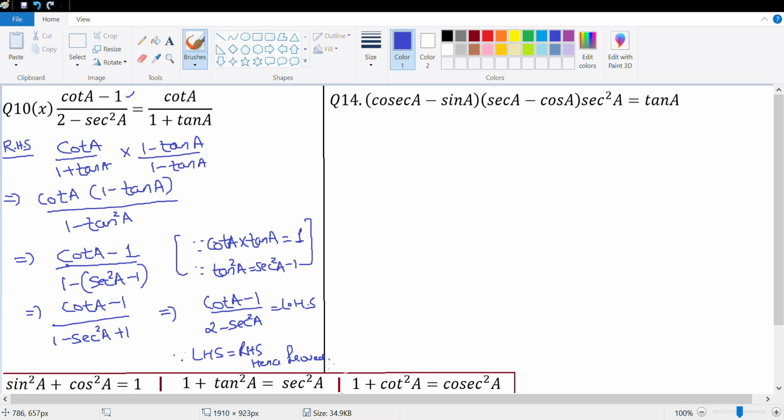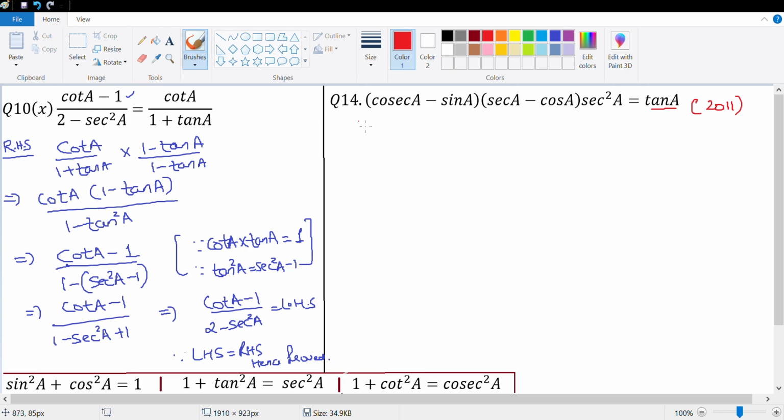Now let's look at the last question from this exercise, question number 14. Question 14 has cosec A minus sin A multiplied with sec A minus cos A multiplied with tan A, no wait, multiplied with sec square A is equal to tan A. This question appeared in your 2011 boards. Let's try and convert everything into sine and cos, because eventually right hand side I have only tan.